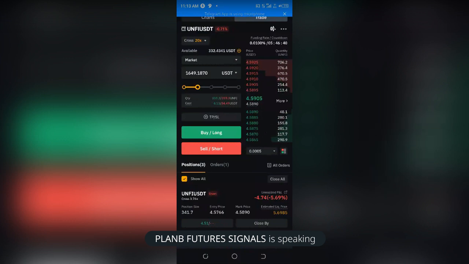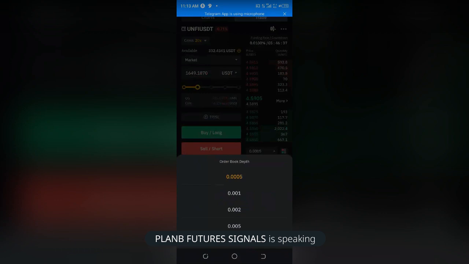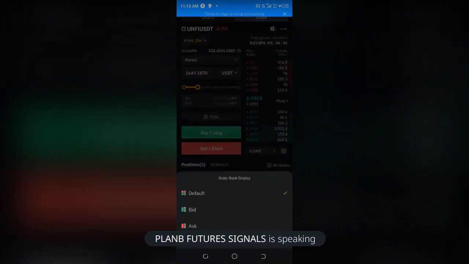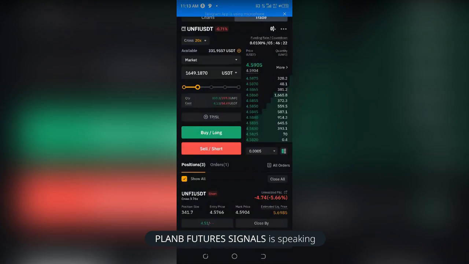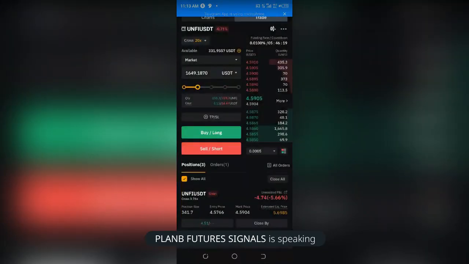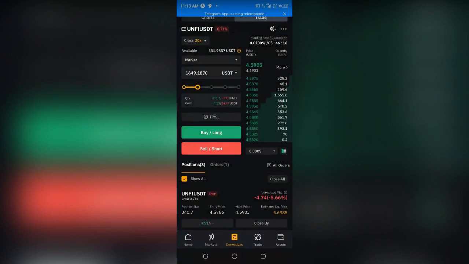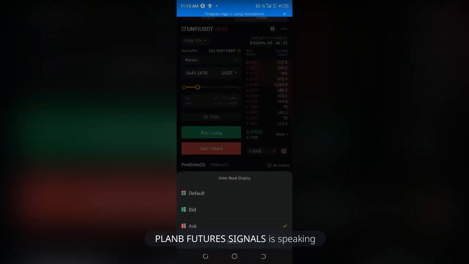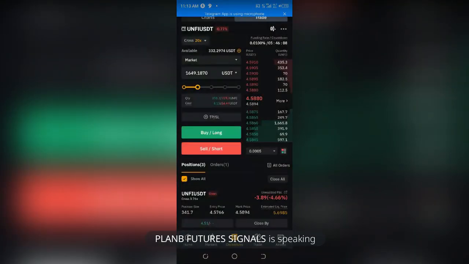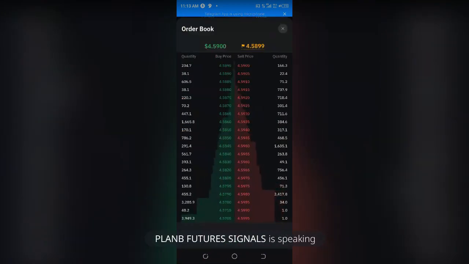So then there are some areas where, with this order book depth, you can determine how you want your order book to show. Then this place also, default bid ask. The moment you change it, you discover that this place is going to change. If you want to see the rate of sellers only, the rate of people that are shorting the market, or default both, red at the top, then green below.